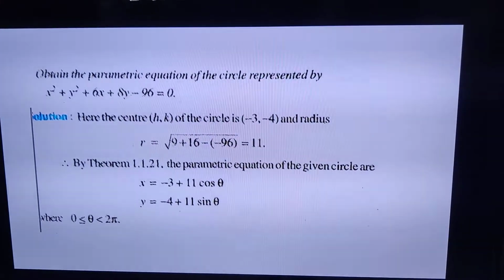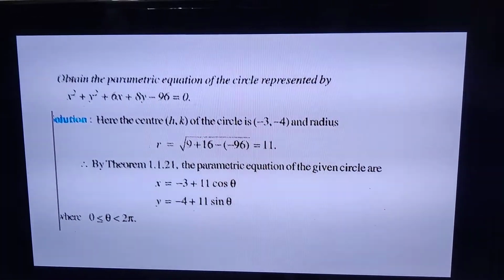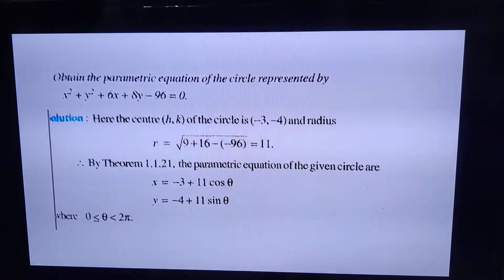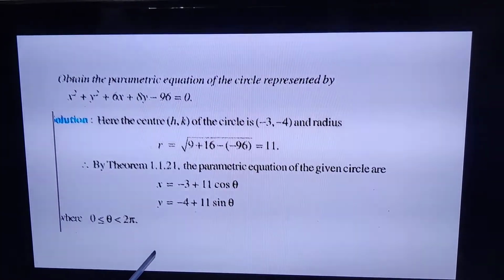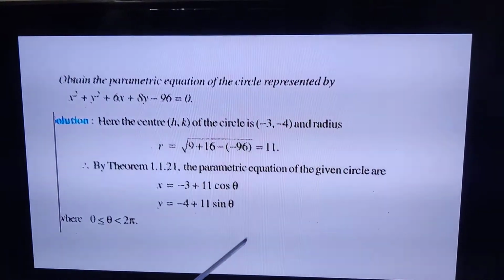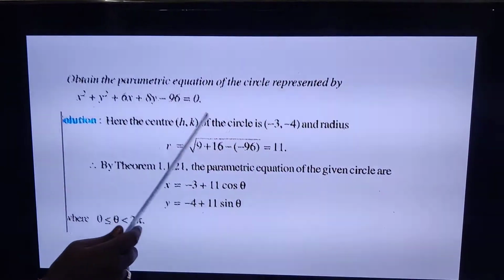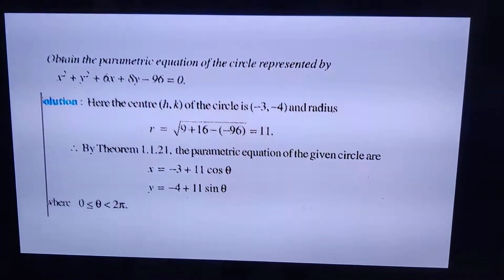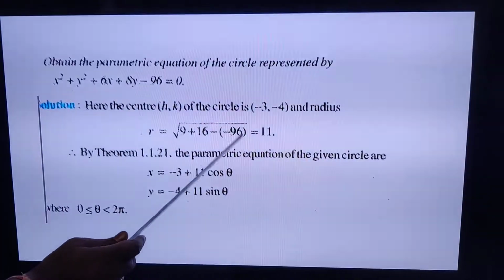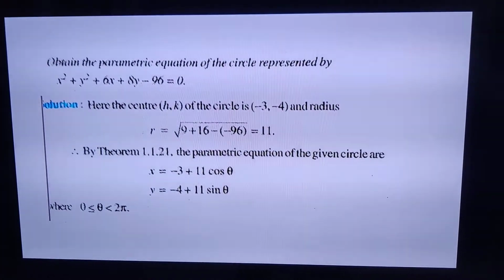Here the center of the circle is (-g, -f), which becomes (-3, -4), and the radius r is equal to root over g square plus f square minus c. g square means (-3) whole square becomes 9, plus (-4) whole square becomes 16, minus of minus 96 becomes plus 96. 9 plus 16 is 25, plus 96 is root 121. Root 121 is nothing but 11.